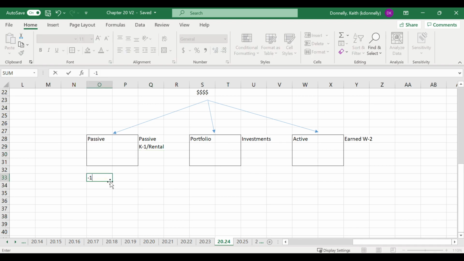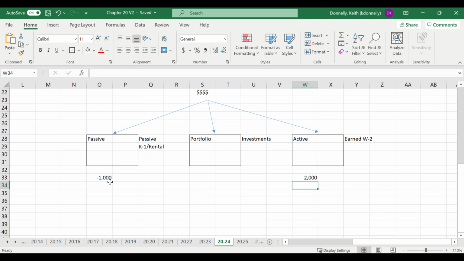Now let's say you're at $1,000 loss over here and you have $2,000 over here. What you can't do, as a general rule, very generally, is take passive losses or portfolio losses and offset active income. That's the general rule. Now, there are exceptions to it. Once you're in a bucket, the loss stays in the bucket. That's where you have to use it, right?